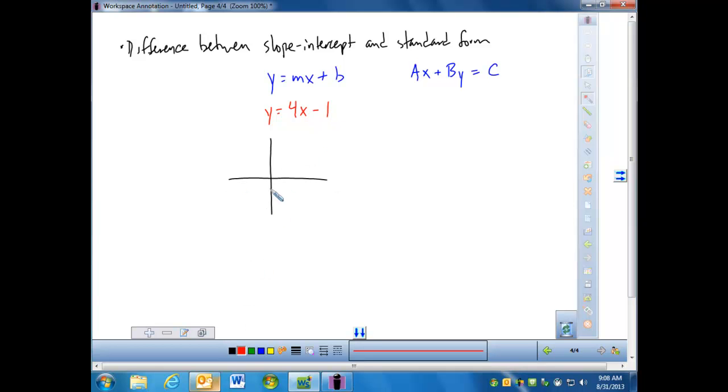I don't want to take anything for granted and find out down the road that you don't know how to graph these. So I went down 1 for my y-intercept and then up 4 over 1. Remember, slope is always a fraction. So if it's written as a whole number, put it over 1.